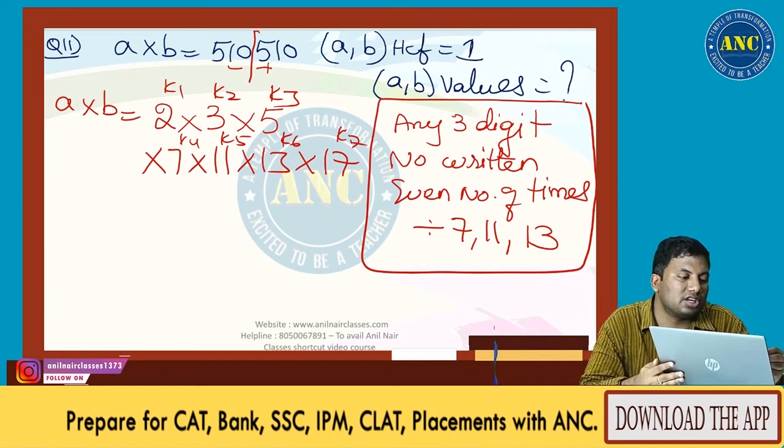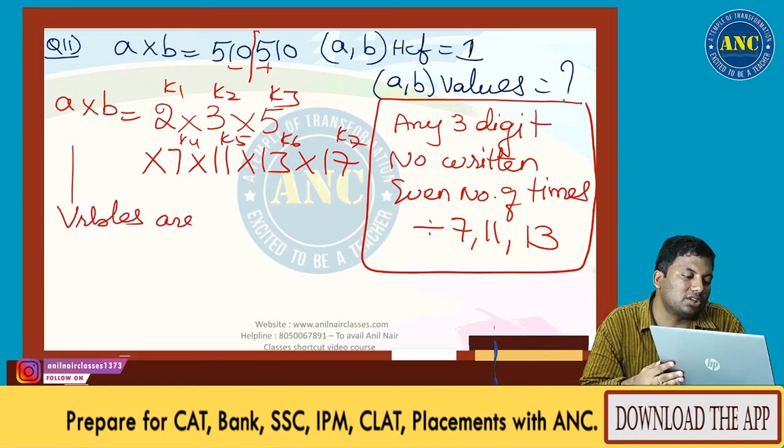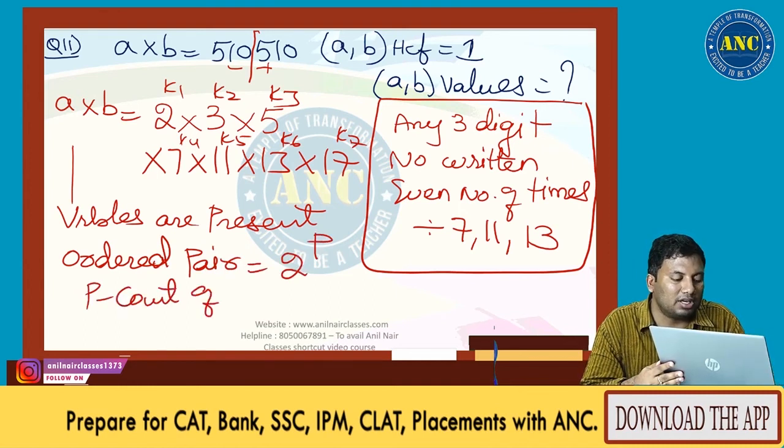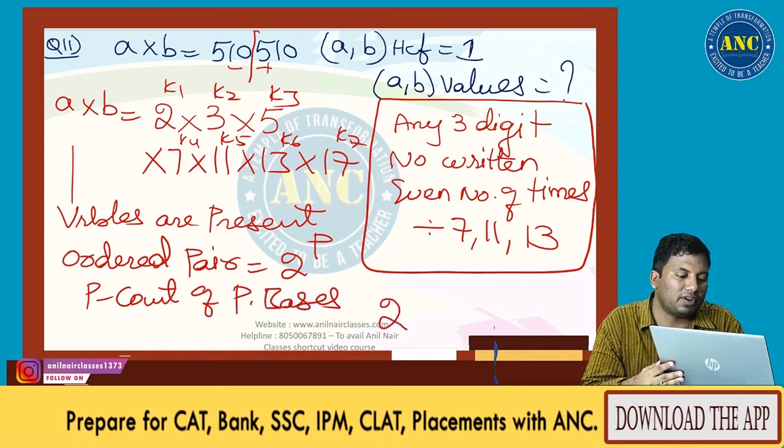What we discussed in the morning: if variables are present in the question, it is nothing but an ordered pair. In an ordered pair, the answer is 2 power p. What is p? P is nothing but the count of prime bases. 2 power 1, 2, 3, 4, 5, 6, 7.